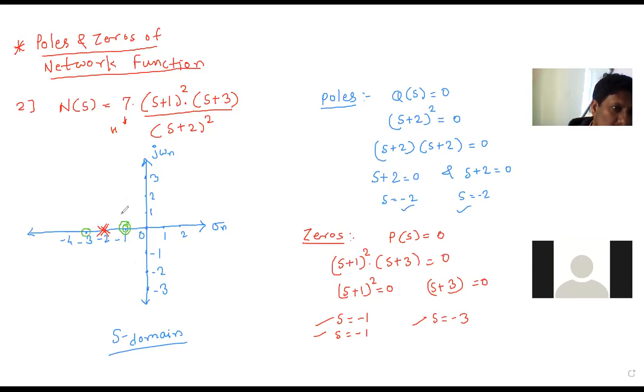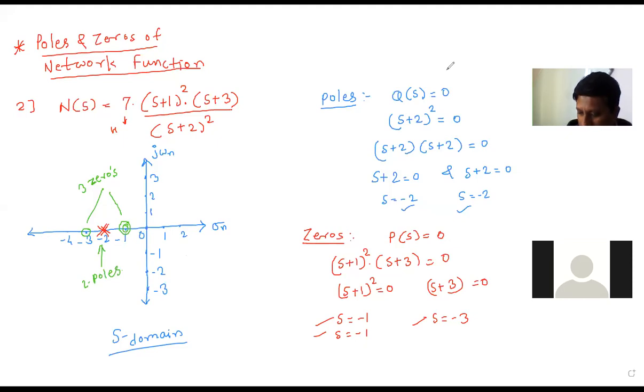So these are nothing but zeros. And this is what? Poles. 2 poles and 3 zeros in total. So in this way, you have to plot the poles and zeros. Have you understood now? Yes, sir.